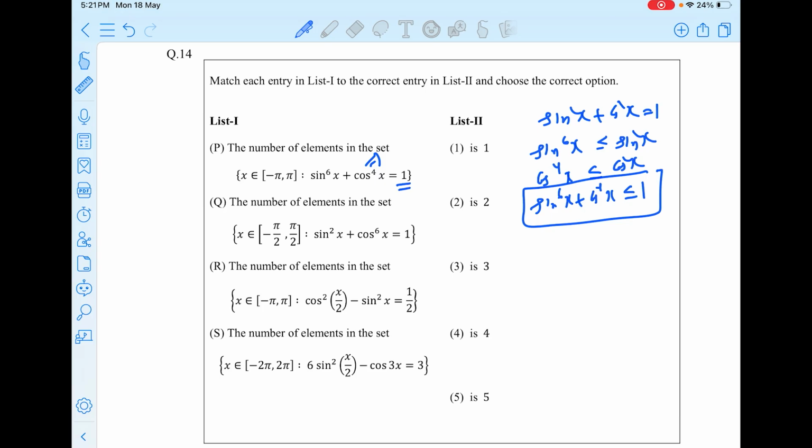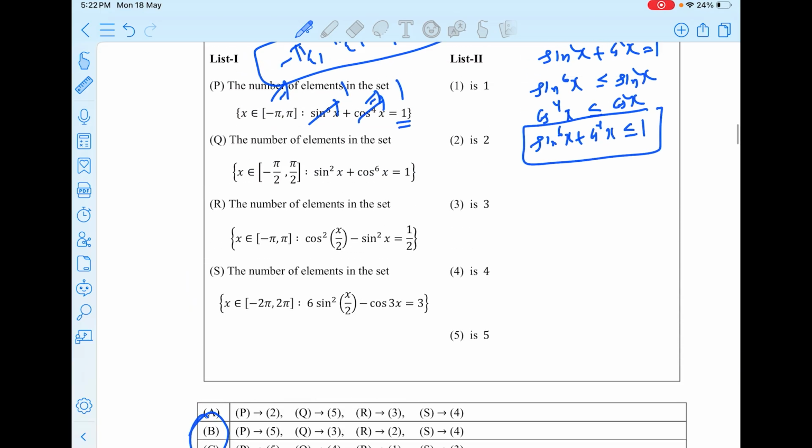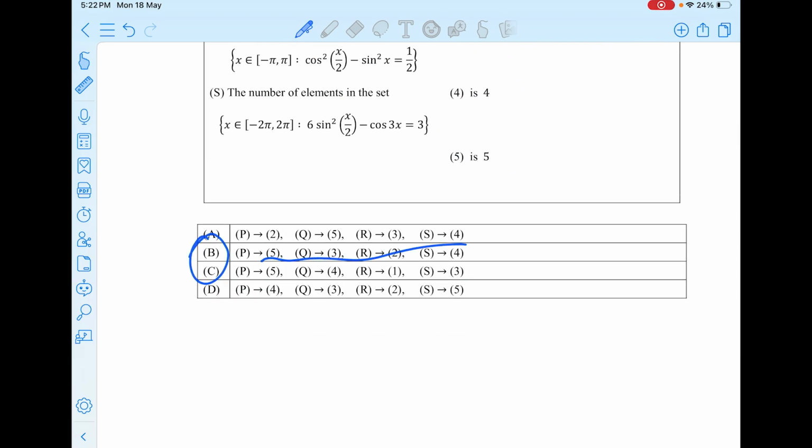What is the only possibility? The only possibility is sin x is plus or minus 1 or cos x is plus or minus 1. When sin x is 1 or minus 1, in minus pi to pi, only minus pi by 2 and pi by 2. Where cos x is plus or minus 1, in minus pi to pi, minus pi, 0, pi. So this can be mapped to 5. So we are left with only these two things. Same logic here, sin square x plus cos power 6 x. When sin square x is 1, only at 2 points, minus pi by 2 and pi by 2. Where cos power 6 x is 1, only at 0. So here how many do we get? 3. So P5, Q3.